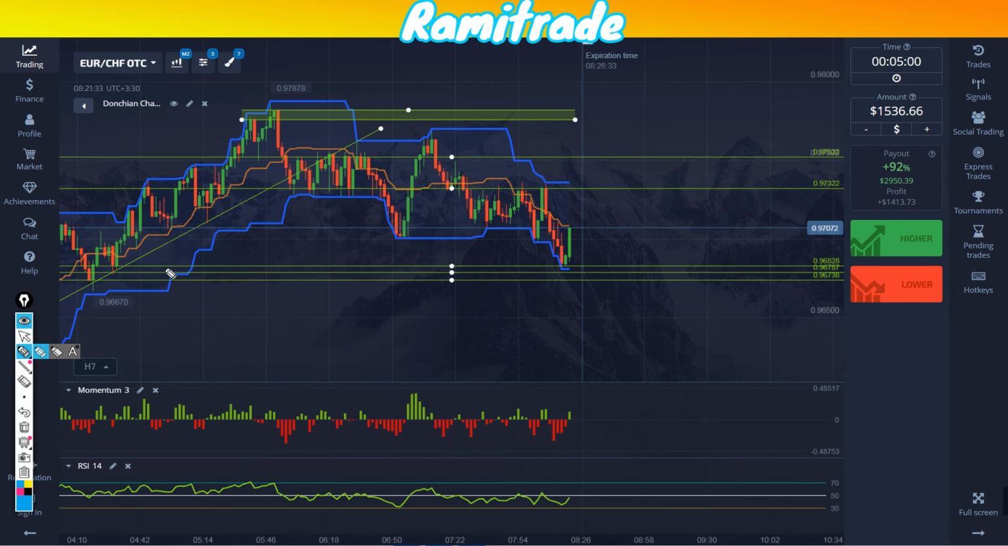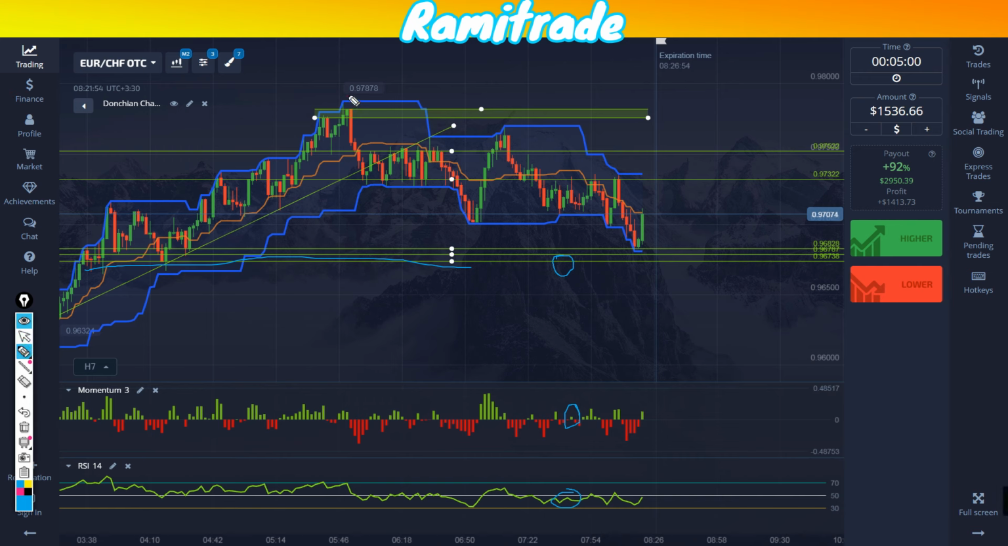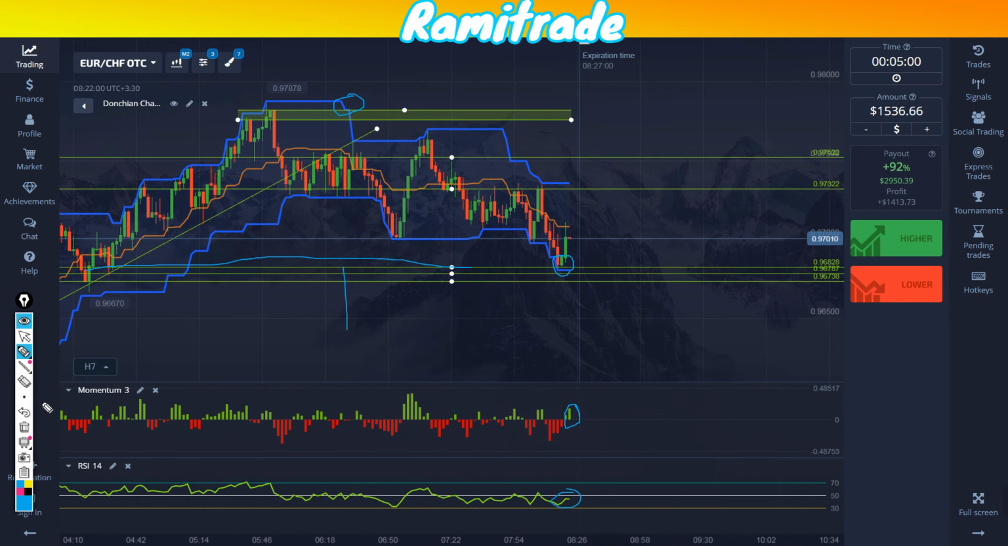We trade when the candle touches support or resistance and the indicators give a signal. How do the indicators give us a signal? When the RSI line is trending and the candle has reached the blue line. For example here, everything is set to give us a signal and we will profit so easily.